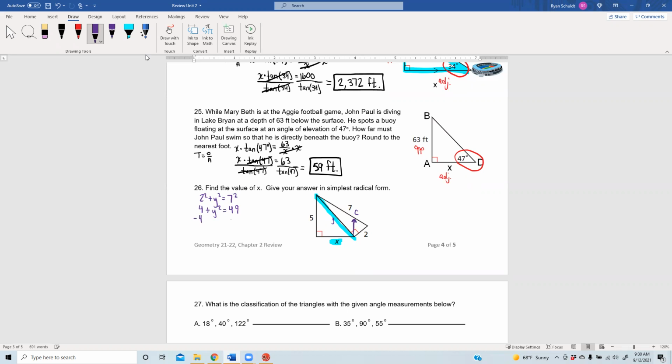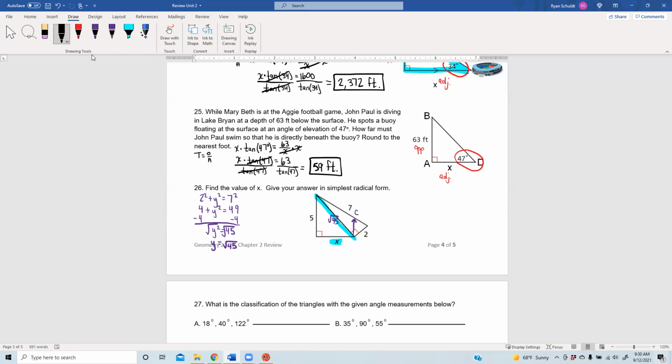Subtract the 4. Get y squared equals 45. Square root it. Since this is just an intermediate term, I'm just going to leave it as the square root of 45. And come in here and plug it in right there. I'm just going to leave it there because it's not my final answer.